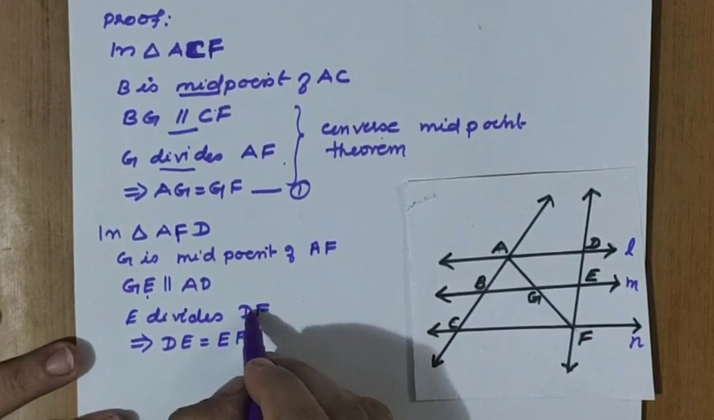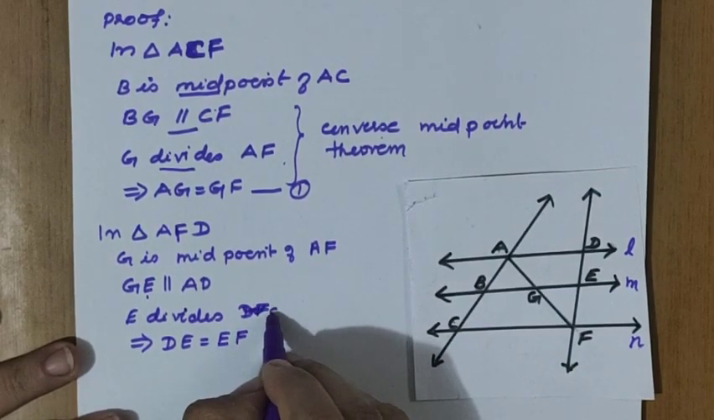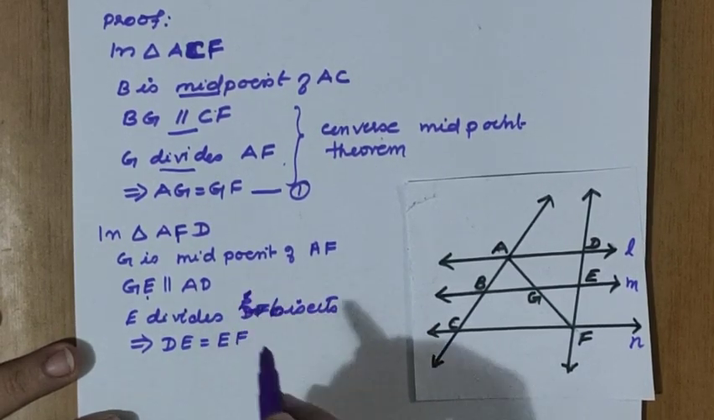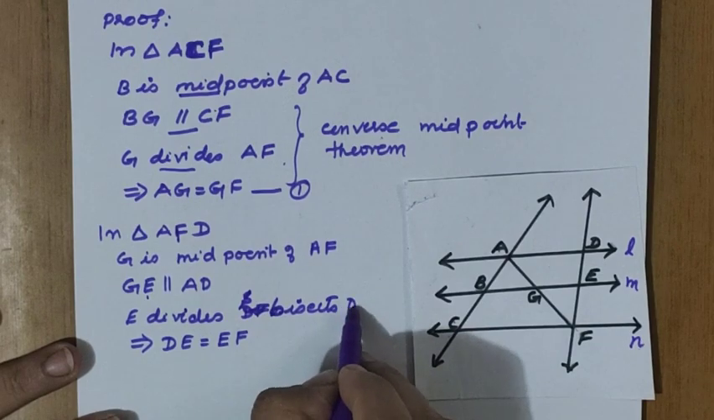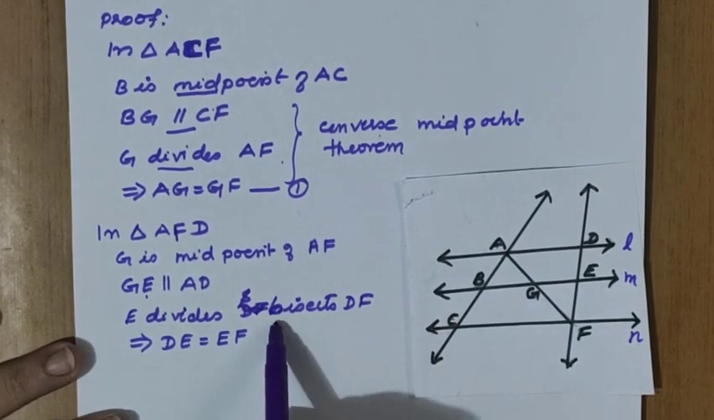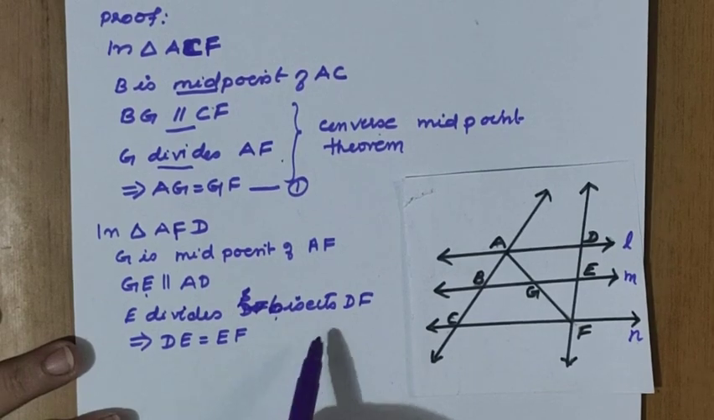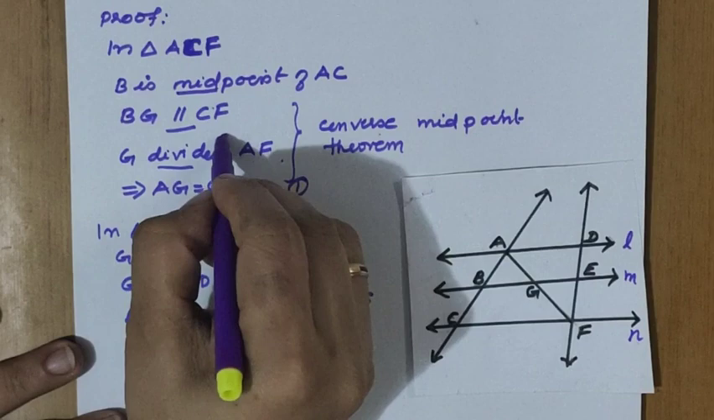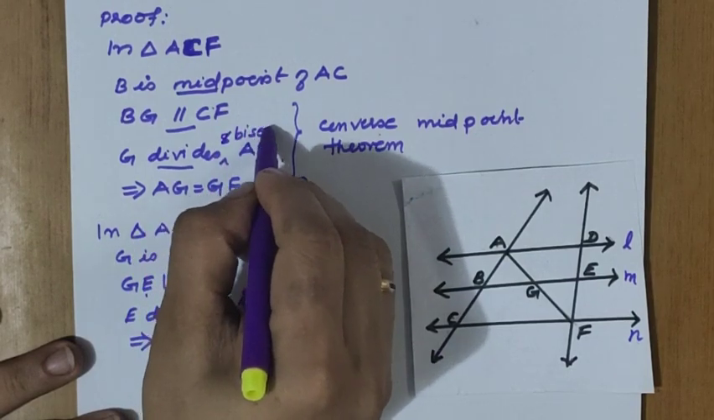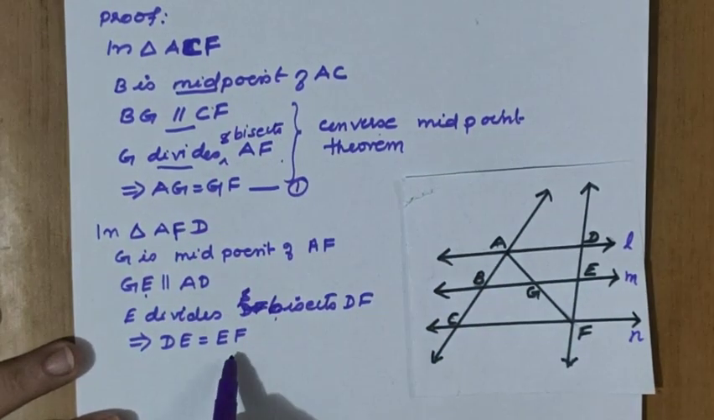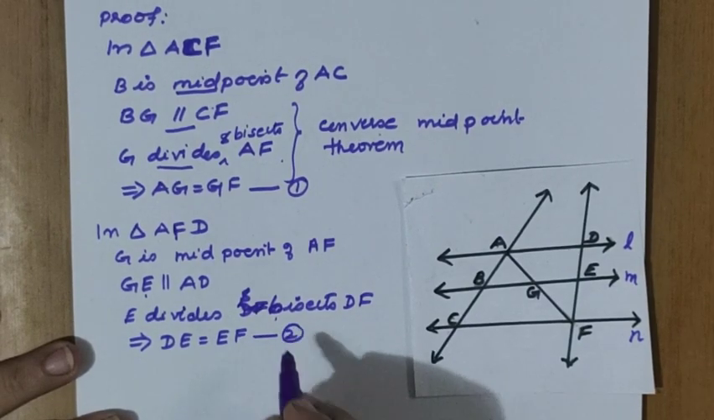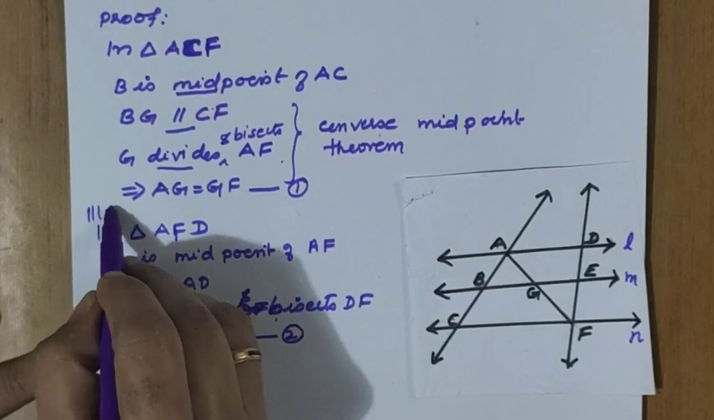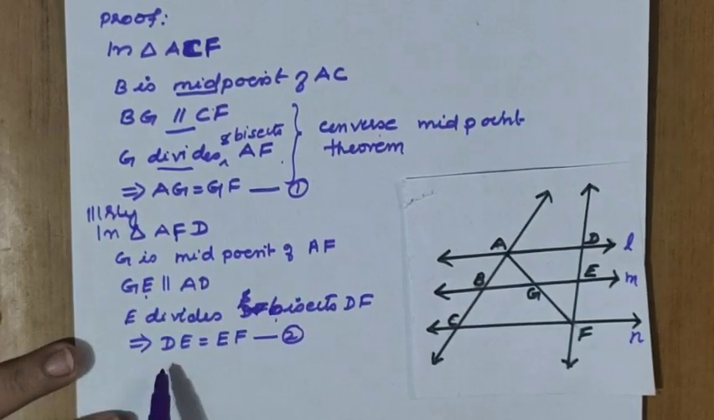Divides or bisects, we should write. That is the word, correctly: divides or bisects. In the theorem statement, if you check, bisects is there, so we should write bisects, then only we can write DE equal to EF. Here also I will add bisects. DE equal to EF, equation number 2. Again, which theorem is it? The converse midpoint theorem. So I should write here similarly, DE equal to EF.